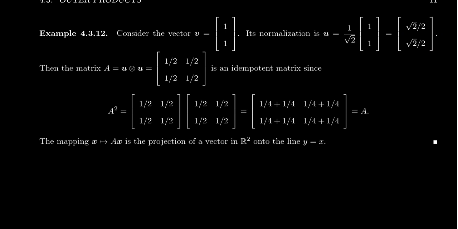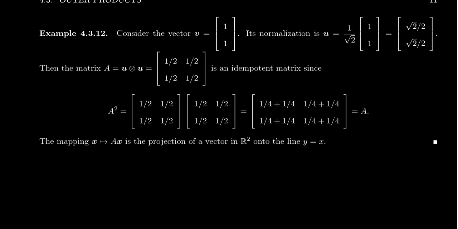Let's take the tensor product of u with itself right here. So you're going to take all the combinations of the square root of 2 times 2, or really I like to think of it as 1 over the square root of 2 right here, or if you prefer, the square root of 1/2, they're all the same number. So when you compute the outer product of u with itself, you end up with the matrix 1/2, 1/2, 1/2, 1/2. There you go. And I claim this is an idempotent matrix.